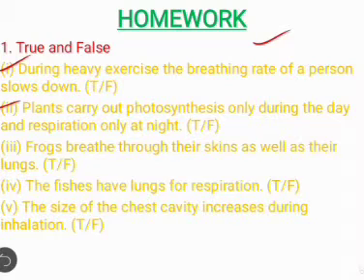Now come to the second statement, which is, plants carry out photosynthesis only during the day and respiration only at night. You have to choose whether it is true or false. And the third is, frogs breathe through their skin as well as their lungs. Is this statement true or false?